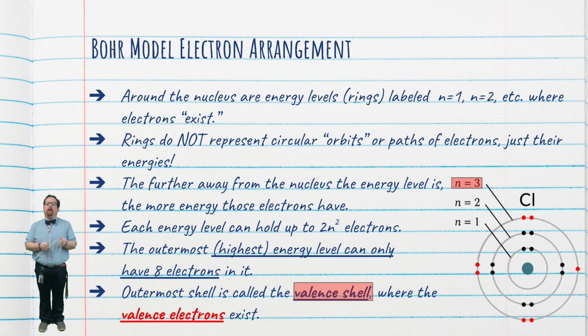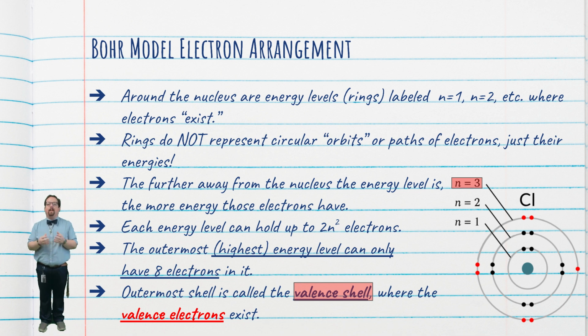It's important to remind ourselves that these energy levels are not attempting to represent the electrons as orbiting the nucleus in a circular pattern, or to describe the location of the electrons. They're simply there to try to describe how much energy our electrons have. The first level closest to the nucleus is labeled n equals 1. The second level is n equals 2. The third level is n equals 3, etc.